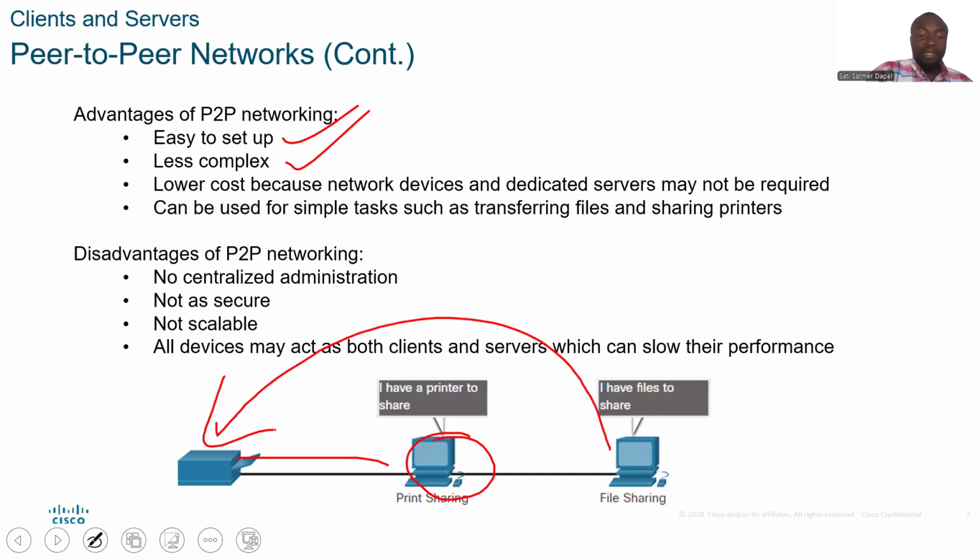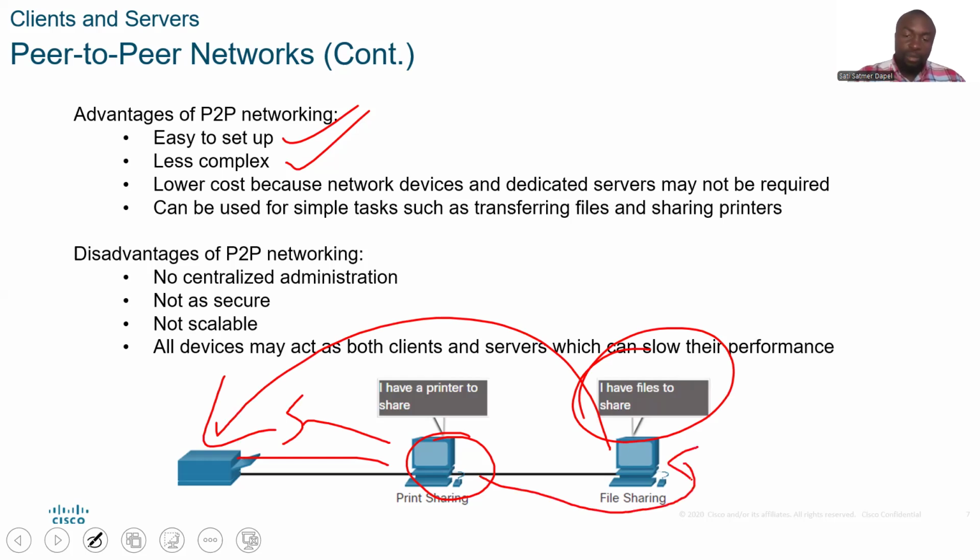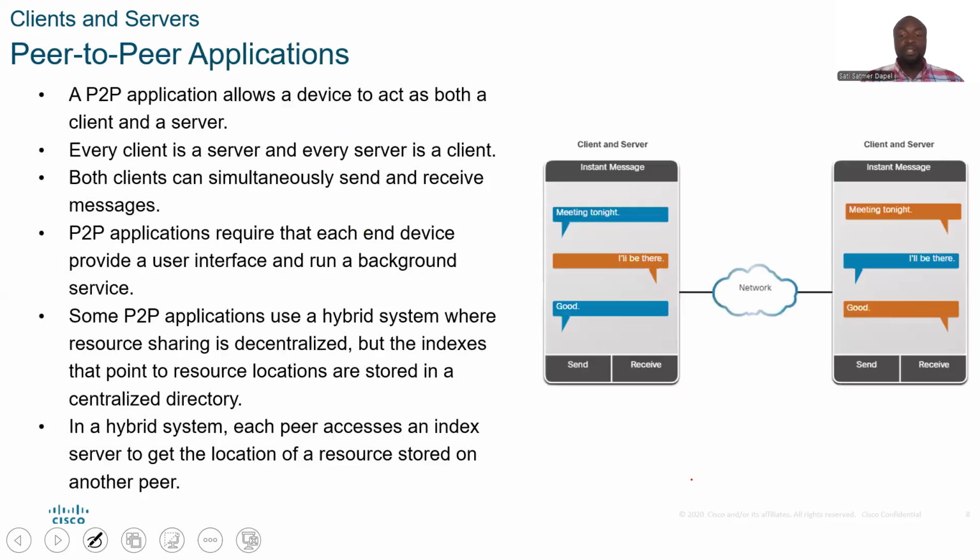So that makes this guy a print server. This guy says, I have files to share. And then you will tell the other PC, oh, I can share my files with you. So it makes this guy able to collect files from that. So that's the concept. A P2P application allows a device to act as both client and server.